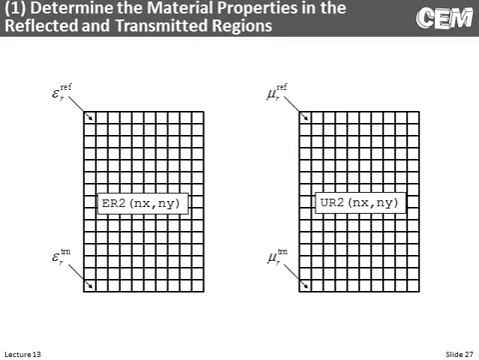Given those arrays, ER2 and UR2, the first thing we'll need to do is figure out what the material properties are where we're injecting the source and where we're calculating reflected and transmitted fields. So what I like to do is look at the top row, which the way we're doing things will need to be homogeneous, and the bottom row, which will need to be homogeneous. So we'll extract the permittivity from the top and bottom rows, and we'll call this permittivity in the reflection region, permittivity in the transmission region, and we'll do the same thing for the permeability. We'll extract it for the reflection region and transmission region.